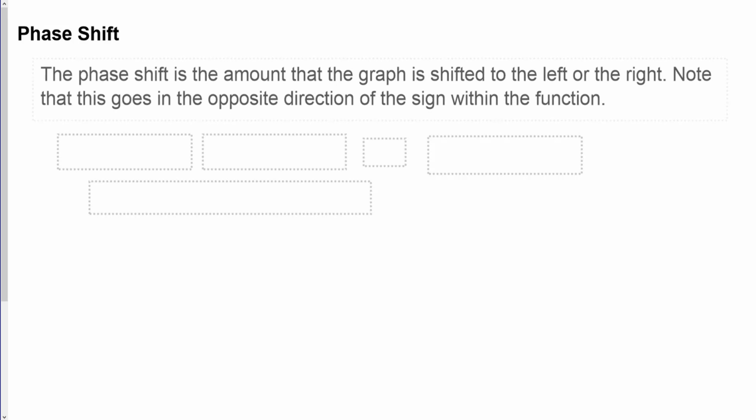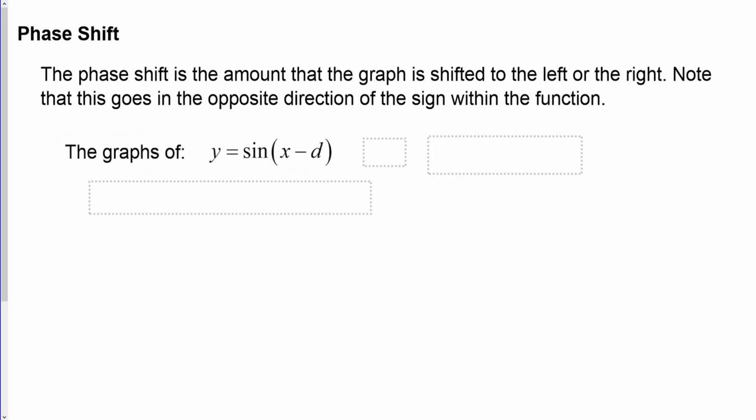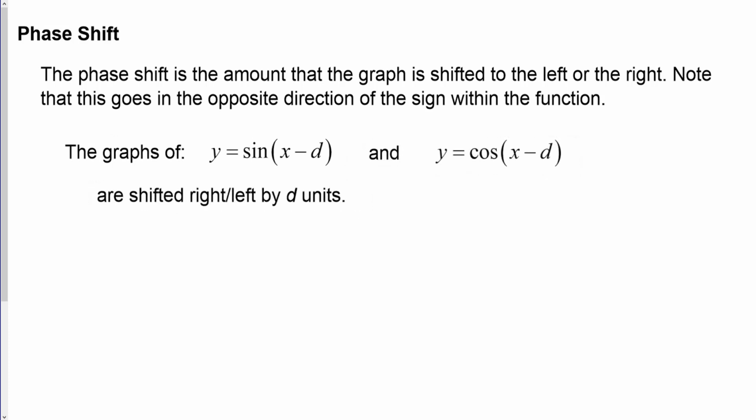The phase shift is the amount that the graph is shifted to the left or right. Remember, this always goes in the opposite direction of the sign within the function. So the graphs of y equals sine of x minus d and cosine of x minus d are shifted to the right or left by d units. The only thing that's different about this is this number is affected by a period change. So you have to factor out the change in period first so that you can work with these independently.